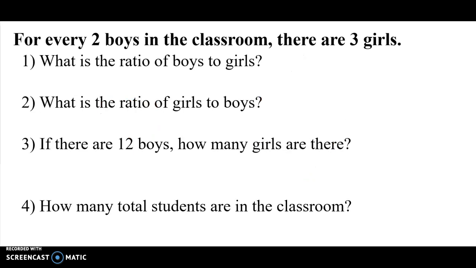For every 2 boys in the classroom, there are 3 girls. So this is on your notes. Number 1, it says, what is the ratio of boys to girls? 2 boys to 3 girls. So your answer would be 2 to 3. But ratios can also go the other way. So what is the ratio from girls to boys? 3 to 2.